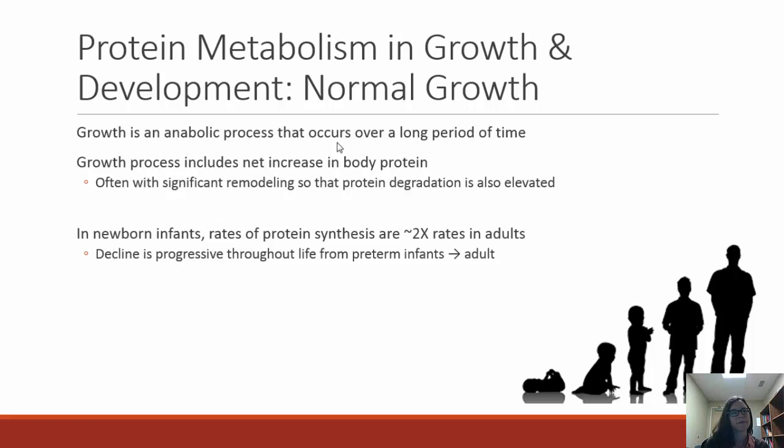In newborn infants, our rate of protein synthesis is over twice that of adults. This declines progressively throughout life. So it's the highest when we're infants, and then decreases as we move towards adulthood.